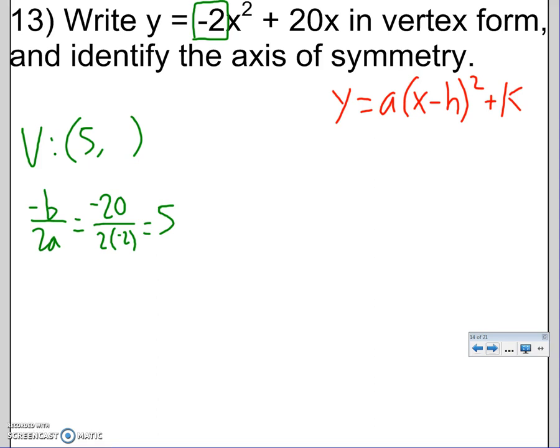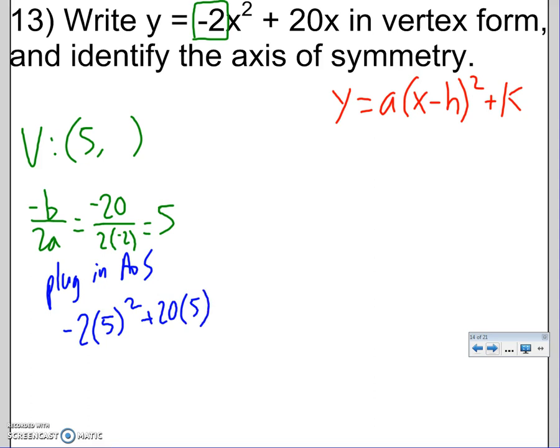Then you plug in the AOS. So it's -2, close parentheses, open parentheses, 5 is x squared, plus 20 times 5. Use a calculator for that. Let's see, 25, -50, plus 100 is positive 50. Alright, so we have h, which is x, and k, and we have a from up here. I'm going to plug that in.